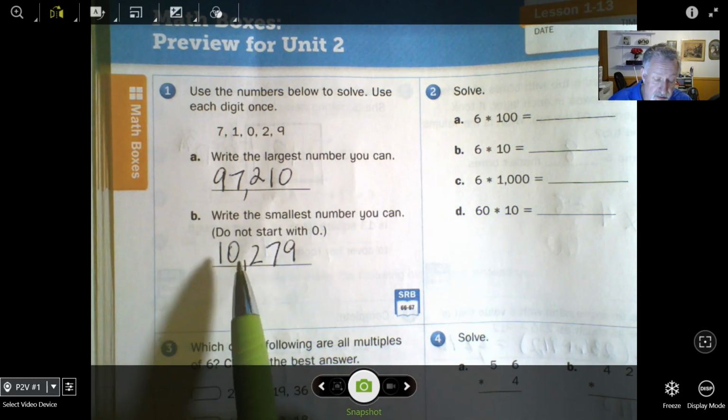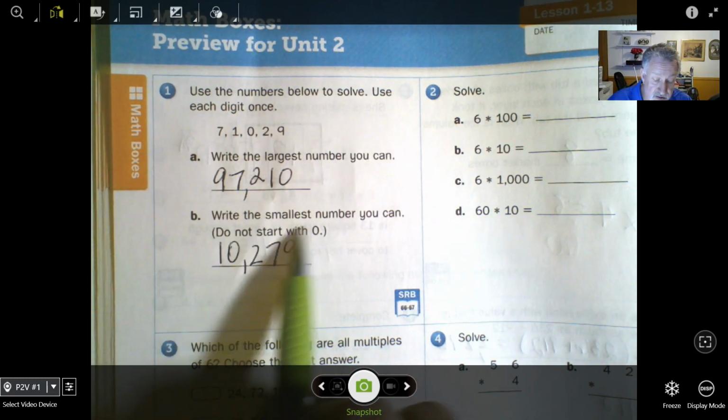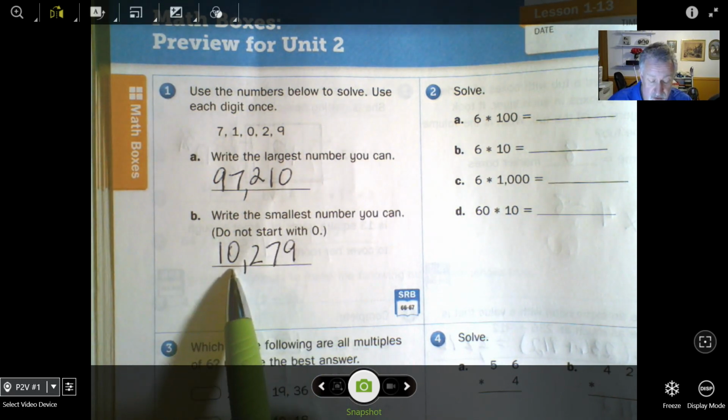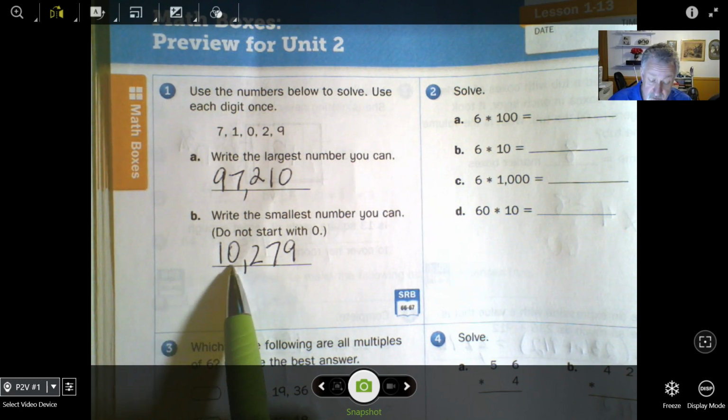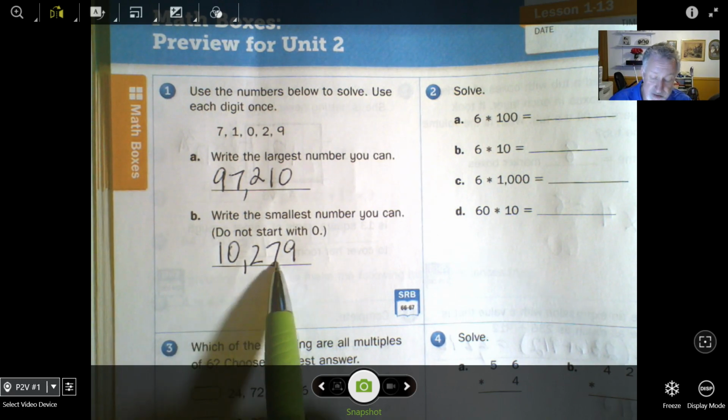97,210. B. Write the smallest number you can. Do not start with 0. Okay, because we don't generally put a 0 in a place value if there's nothing else in front of it. So if I don't start with the 0, the next smallest number is 1. 1. Now I can use the 0, so I'll put that next and work my way up. 10,279.